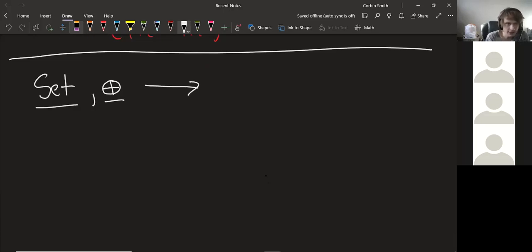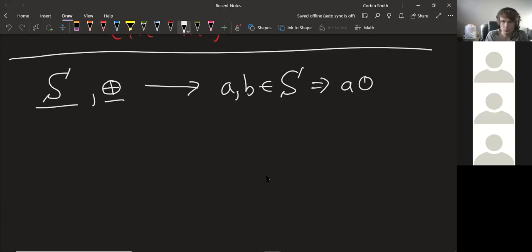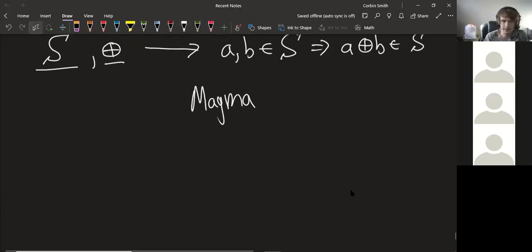So if the set, let's call it fancy S, if A and B are in S, the only assumption that we're making is that A O plus B is in S. If we have an object like this, it's called a magma. Now, let's say we add an identity element. So we add a 0 to it. So if we have a 0 such that, so let's call this the identity.